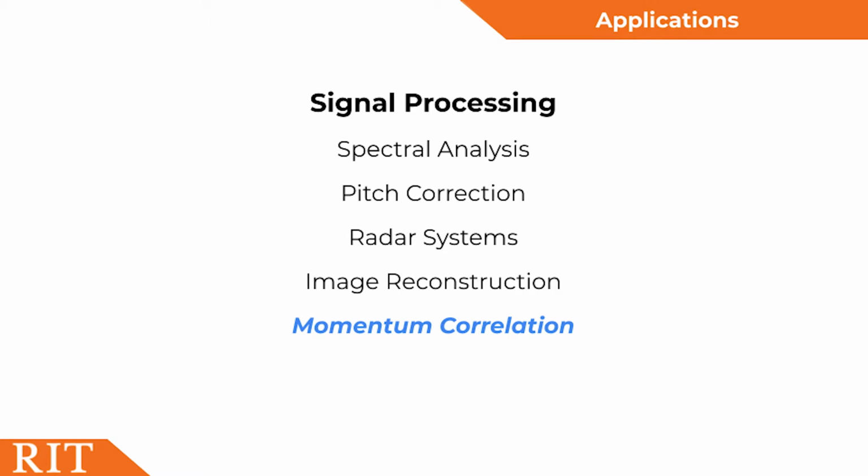So first I want to talk about the applications of the project because I feel like it's valuable to know why we're doing something before you get into all the nitty-gritty. So almost all applications of Fourier transforms in general lie in the realm of signal processing. And some of the specifics are spectral analysis, pitch correction for all your favorite artists singing. That auto tune really has to come with that Fourier transform. Radar systems, image reconstruction. The main reason we're doing it is for momentum correlation. And I'll explain a little about why we're doing it and how in a couple slides. But it's just important to know that's the reason.